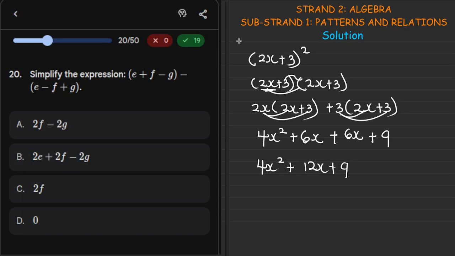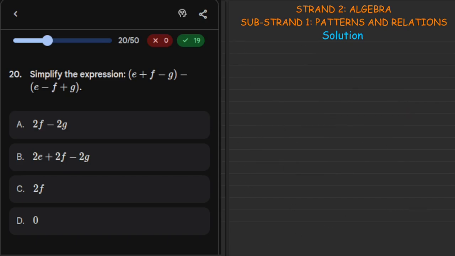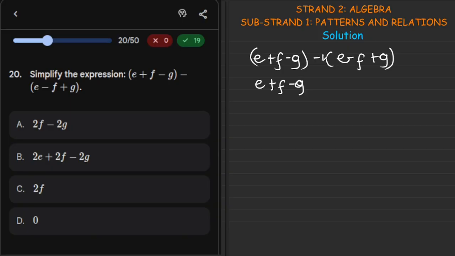Question number 20. We have to simplify e plus f minus j, then minus into bracket e minus f, and then plus j. To work on this, we need to open our bracket. To open this first bracket, we have 1 here, and 1 multiplies all of this to give us the same thing. Hence 1 times e gives us an e, times f gives us an f, then times negative j gives us a negative j. Then in this case here, we have negative 1. We know if it is 1, we don't write it. So negative 1 times e gives us a negative e.